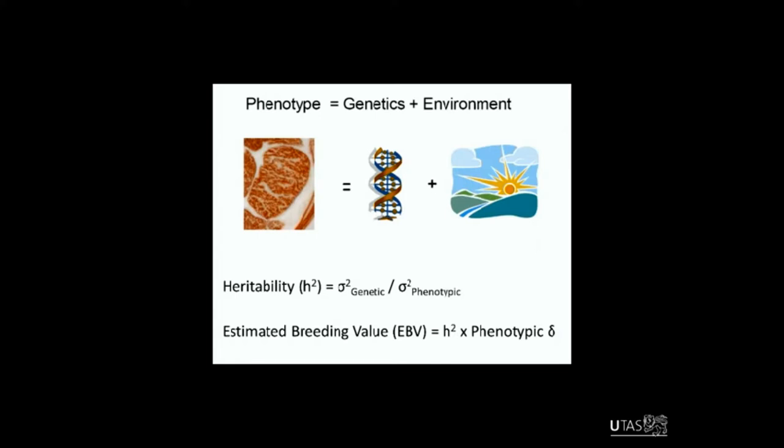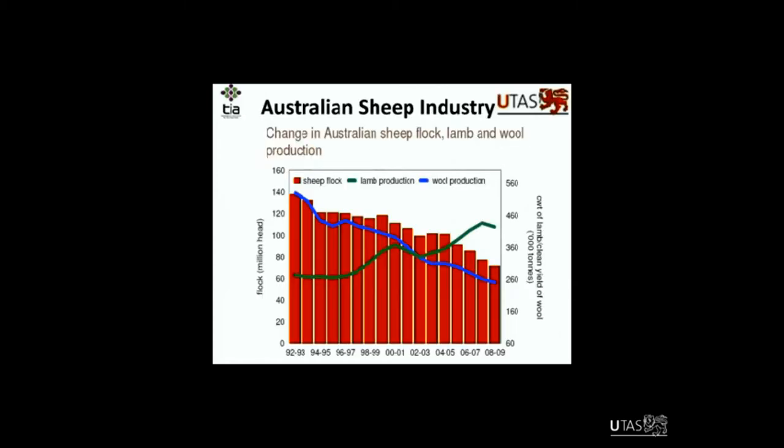And we can then use the variance that is due to the genotype and the variance that is due to the phenotype to calculate what we call heritability, or what is inherited from the parents. And on that basis, EBVs, or estimated breeding values, are developed for the industry. And along these EBV lines, you can select your rams for breeding, and so on and so forth.